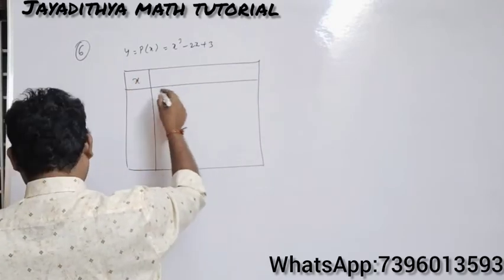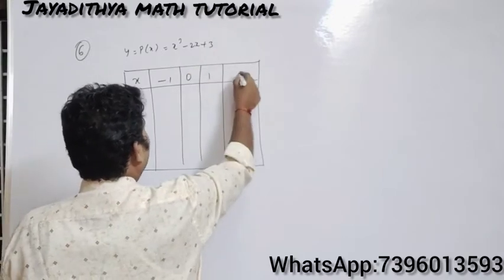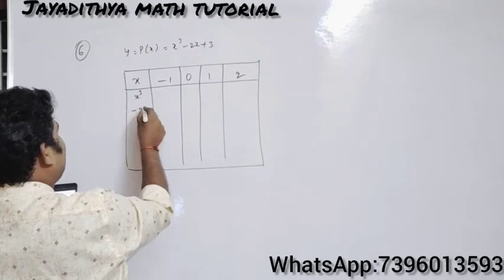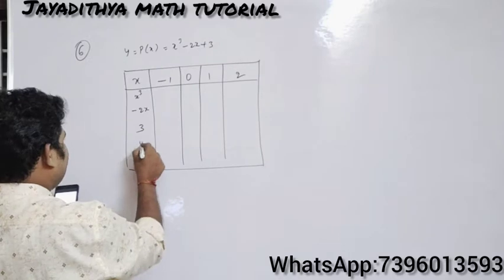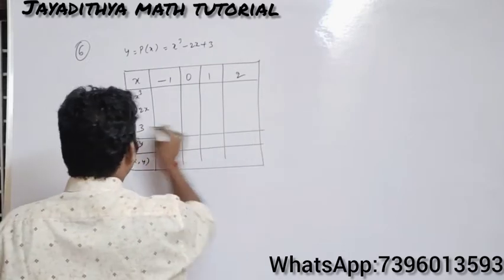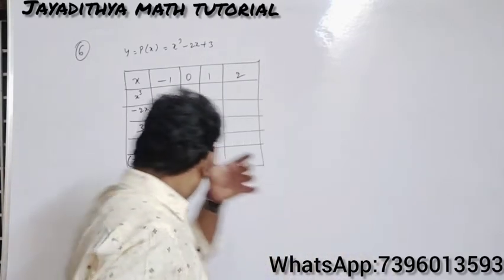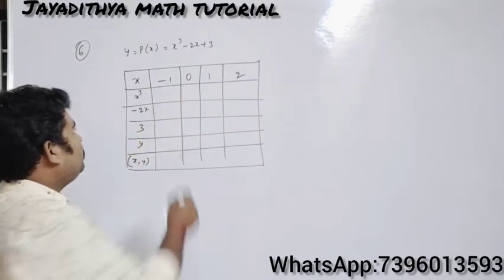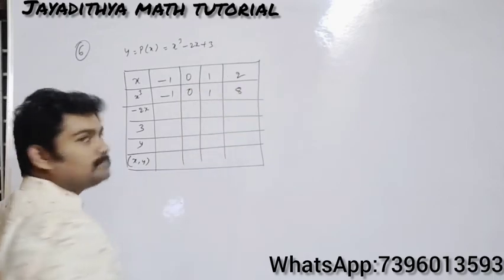So he has taken x values as minus 1, 0, 1 and 2, and he has taken each and every term here, that is x cube, minus 2x and he has taken 3 and he has taken y and he has taken x comma y. So you need to fill all these boxes now. You need to fill all these boxes. Clear? So see here, what is x cube? If x is equal to minus 1 whole cube will be minus 1, 0 cube is 0, 1 cube is 1, 2 cube is 8. Clear?